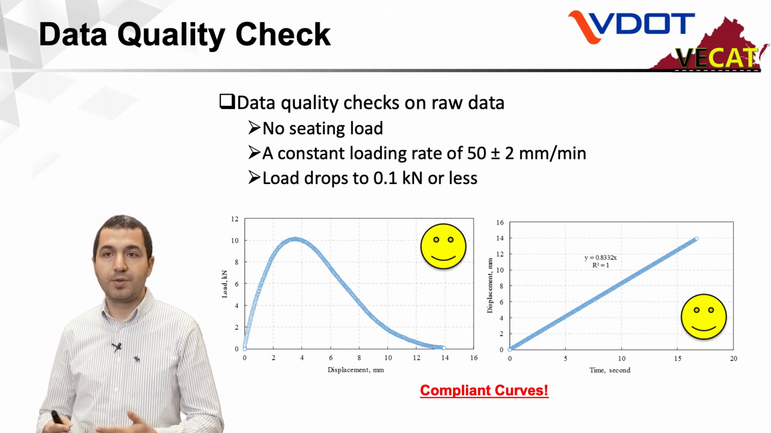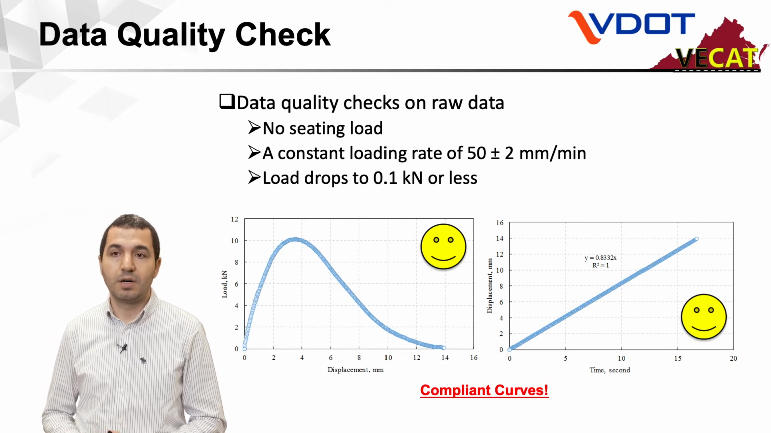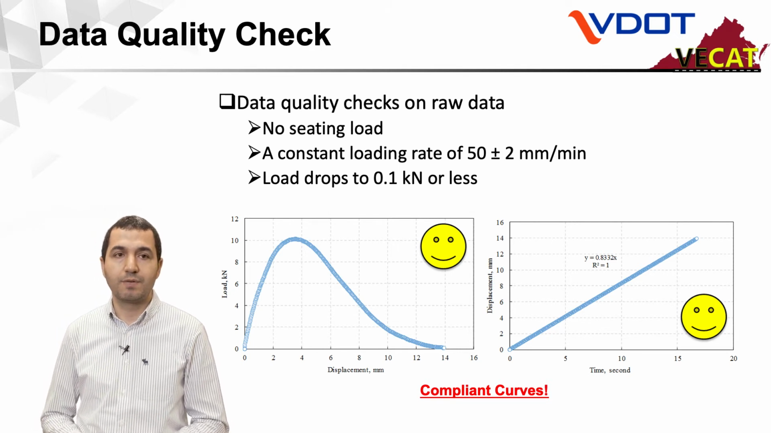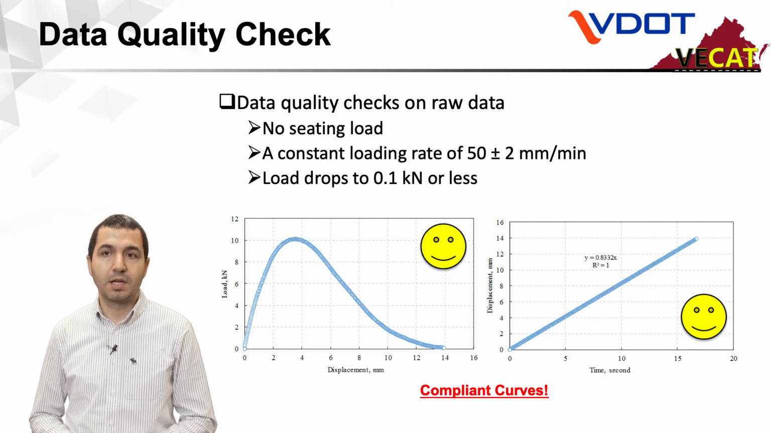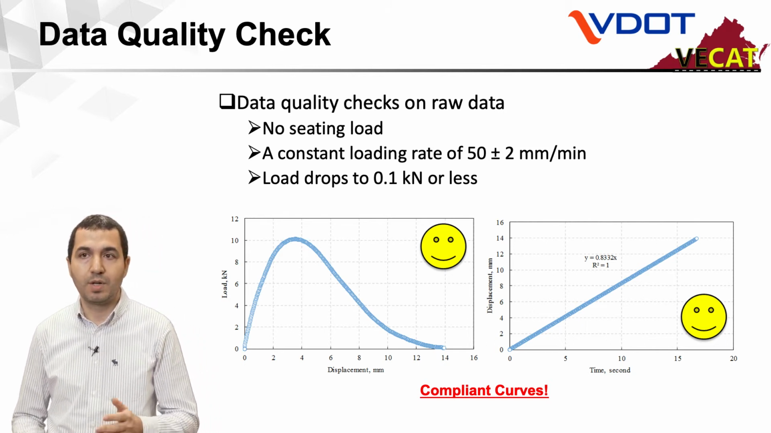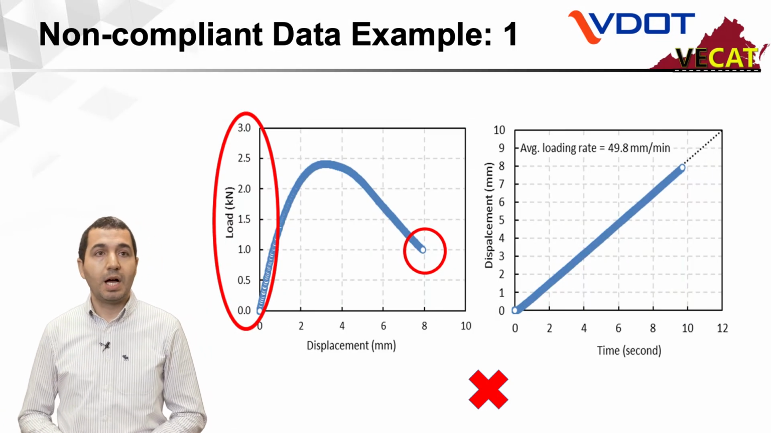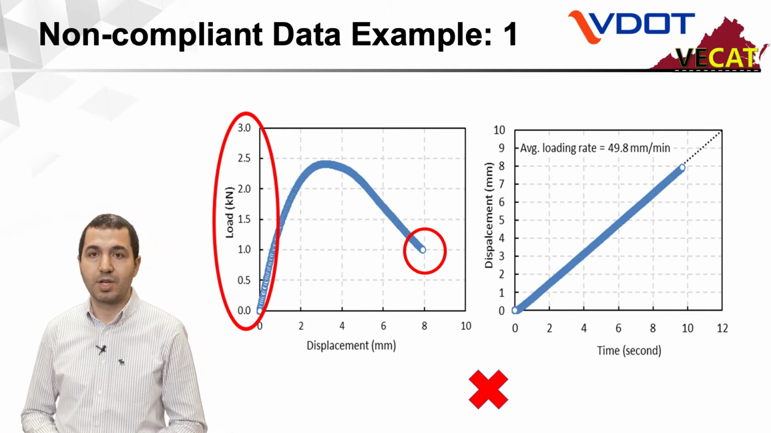In the figures here, you see compliant curves with respect to this test. And as you can see on the right figure, the displacement versus time curve, the slope of that curve should be 0.83. That will give you 50 plus or minus 2 millimeter per minute loading rate. And I'm going to present some non-compliant data examples for your data quality checks.